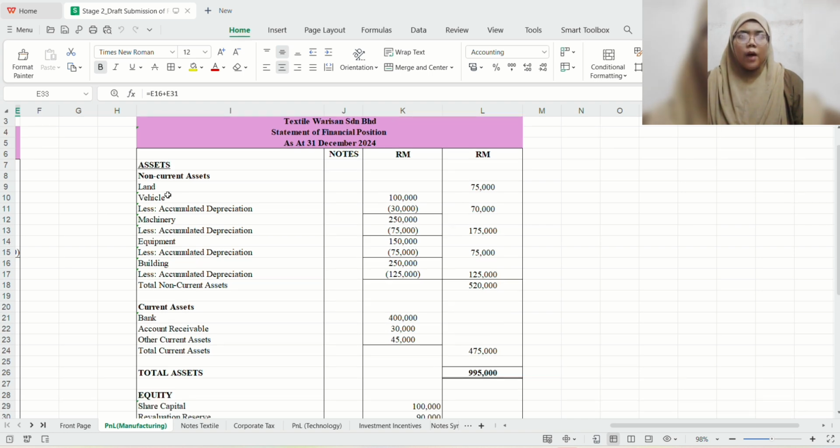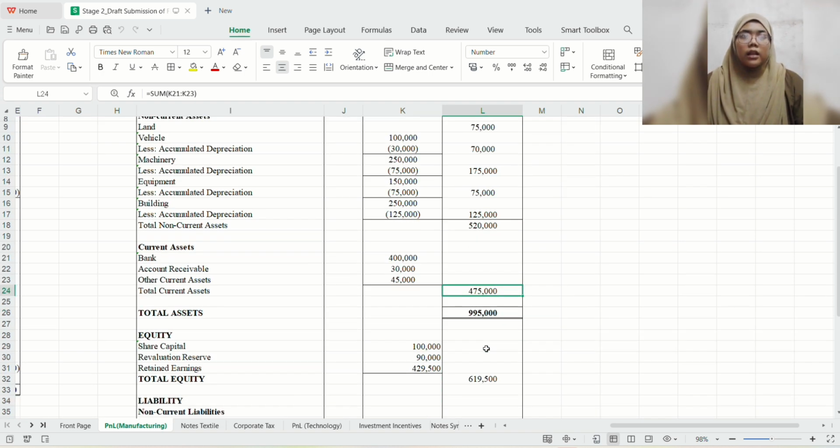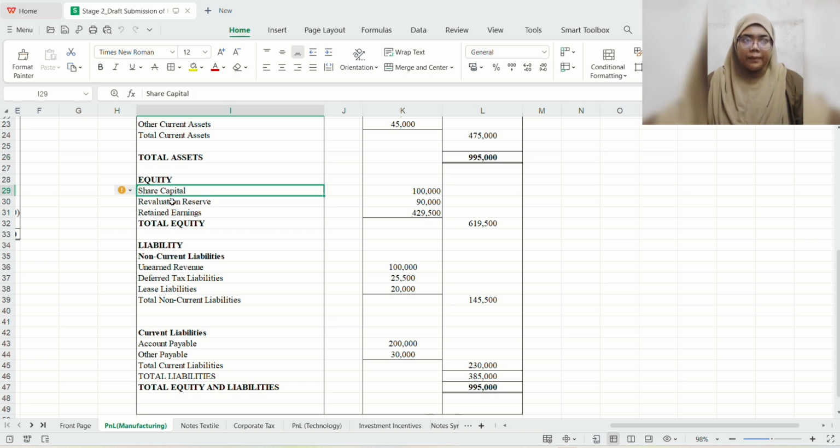We can see right here, our company has non-current assets which are land, vehicle, machinery, equipment and building. We total all after less accumulated depreciation and get 520,000 for all non-current asset items. Meanwhile, for current asset we have bank, account receivable and other current asset. Then total all get 417,500. After that, we total our non-current and current asset and get amount 995,000.